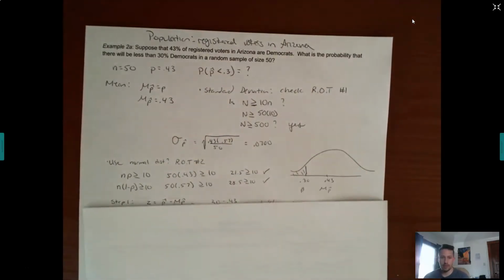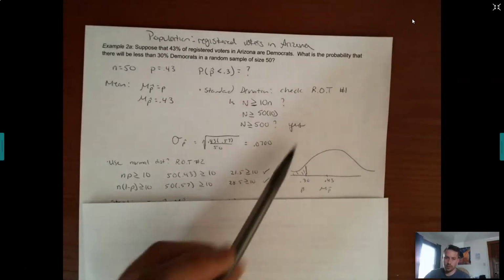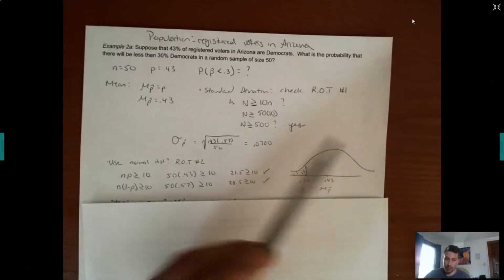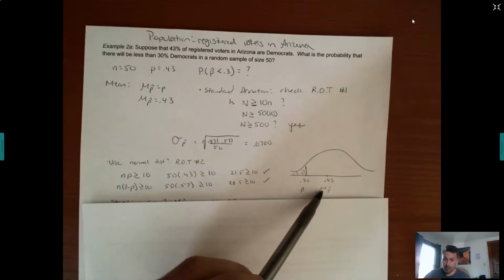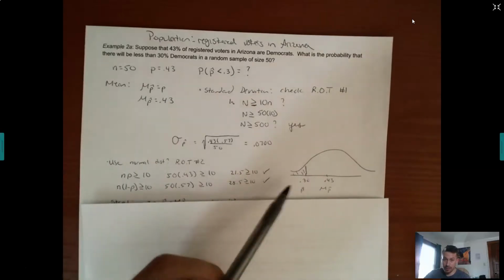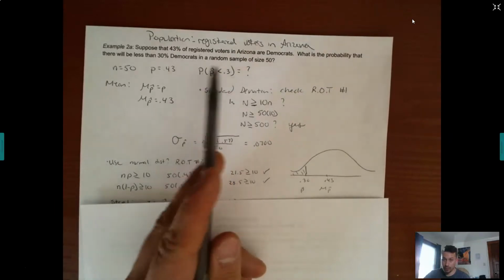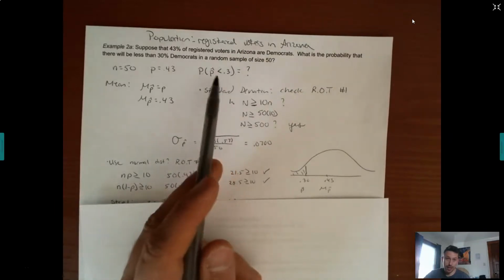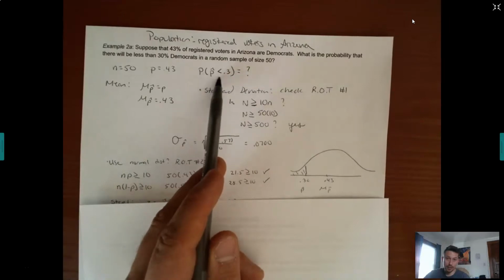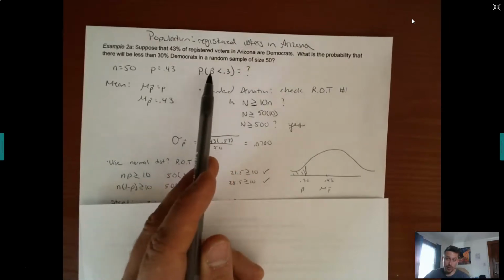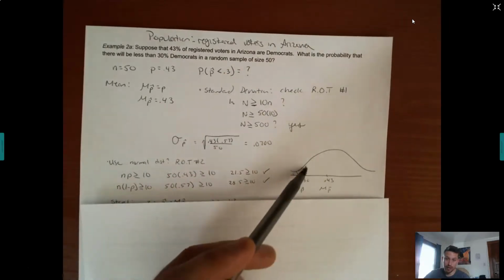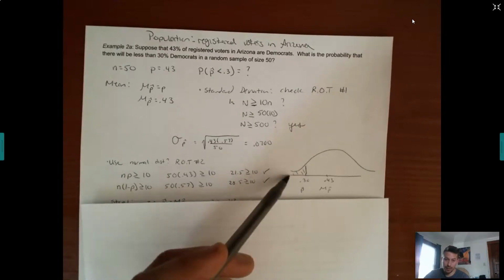How exciting. So I made this picture. I would suggest making pictures. The mean is always in the middle. P hat, well, let's question what we're at. What this is asking: P hat less than 0.3. What's the probability that P hat is less than 0.3? So we're going to shade to the left, less than.